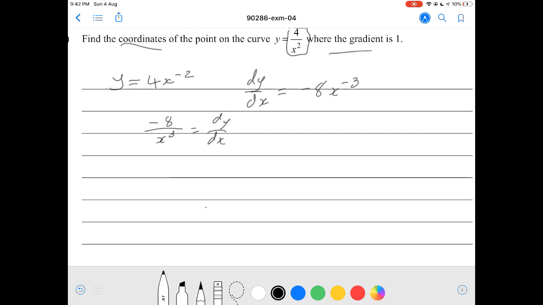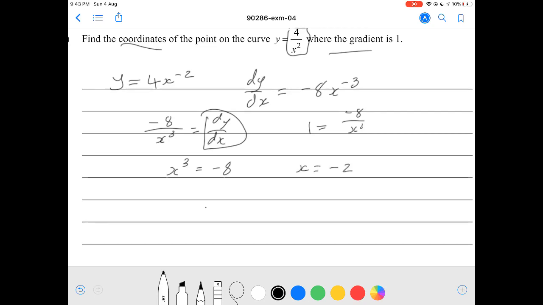Alright, so now I need to find when the gradient is 1. So now we're going to substitute dy over dx equals 1. So 1 equals negative 8 over x cubed. If we move the x cubed to the other side, we get x cubed equals negative 8. And on your calculator, you should see that x would be equal to negative 2.